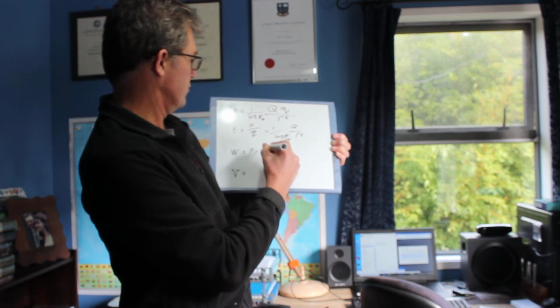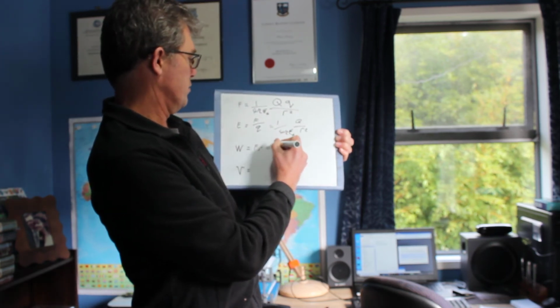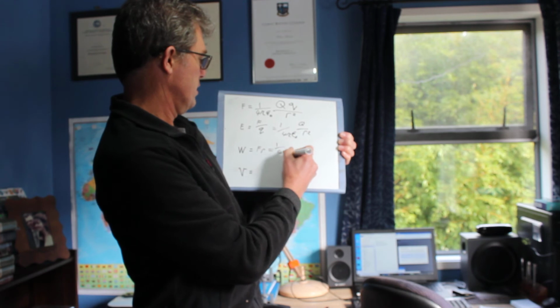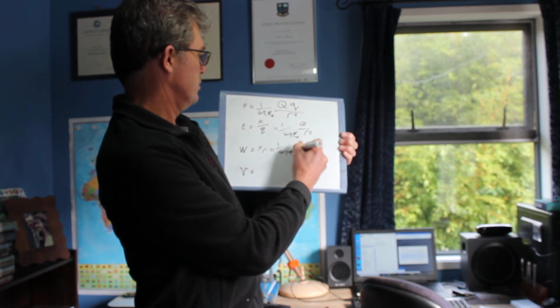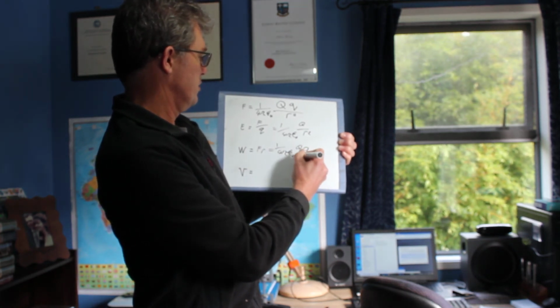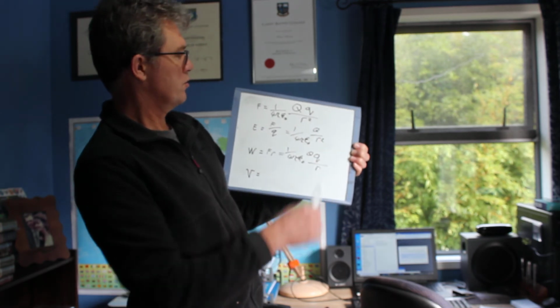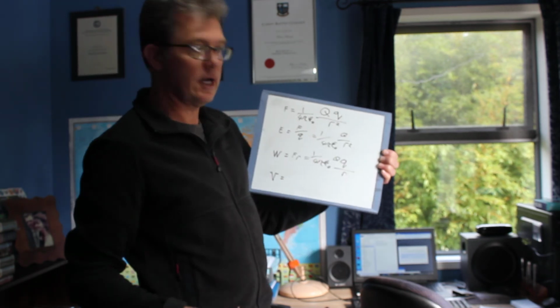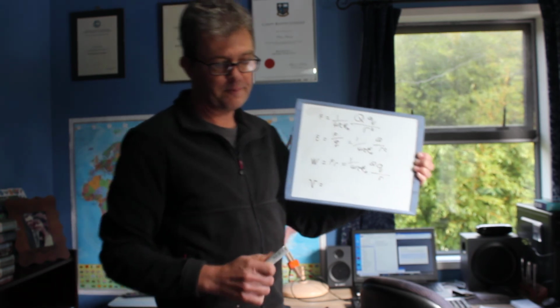Well, I'll write it out again, I suppose. So it equals 1 upon 4 pi epsilon naught, charge 1 times charge 2, divided by r, because you're just multiplying this by r. That is your formula for work done.